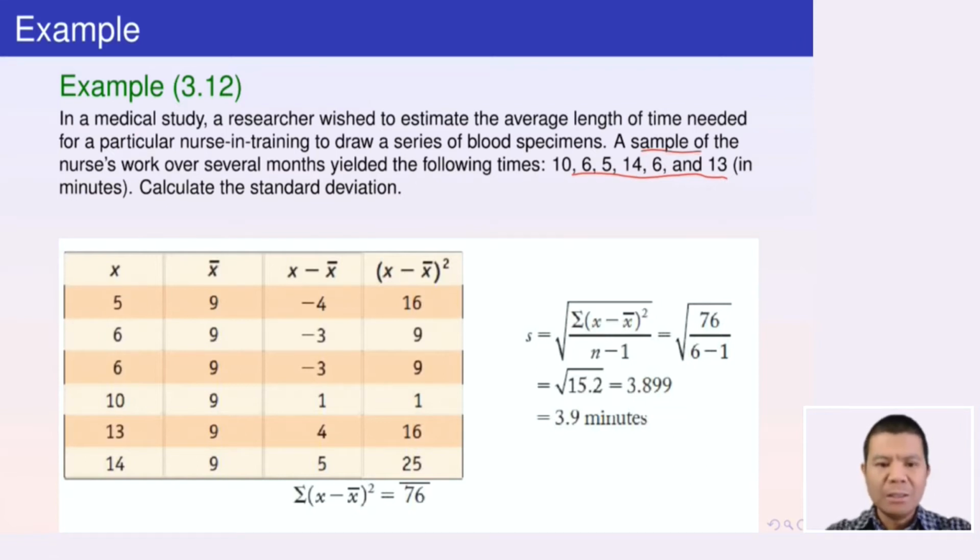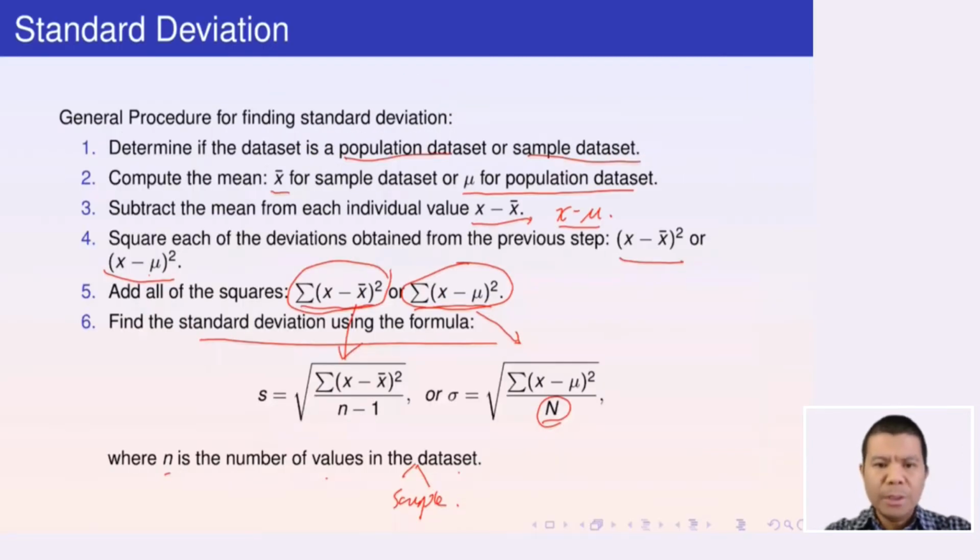For the mean, we found this mean in a previous example, and at that point, we found that the mean is 9.0. So we already found x bar in the previous example, and we don't have to do that again here. Then we want to subtract the mean from each individual value.